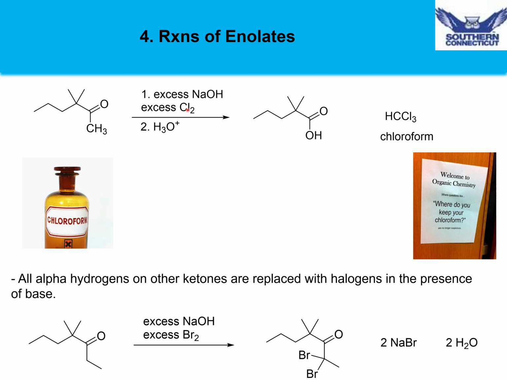Here's another example. This time, we don't have a methyl ketone. We have instead an ethyl group, and so the alpha hydrogens, these two here, will be replaced by bromine, and so we get just the plain old boring base promoted alpha halogenation reaction. Notice on the left side there are no alpha hydrogens, so nothing happens on that side.